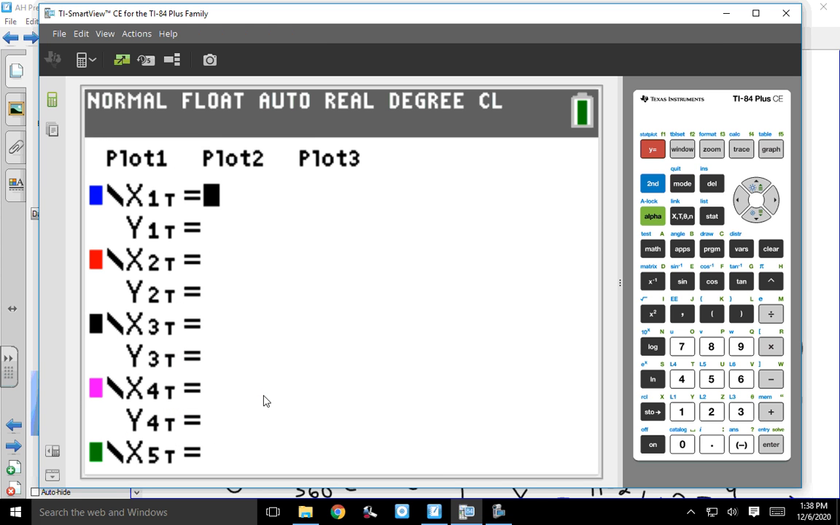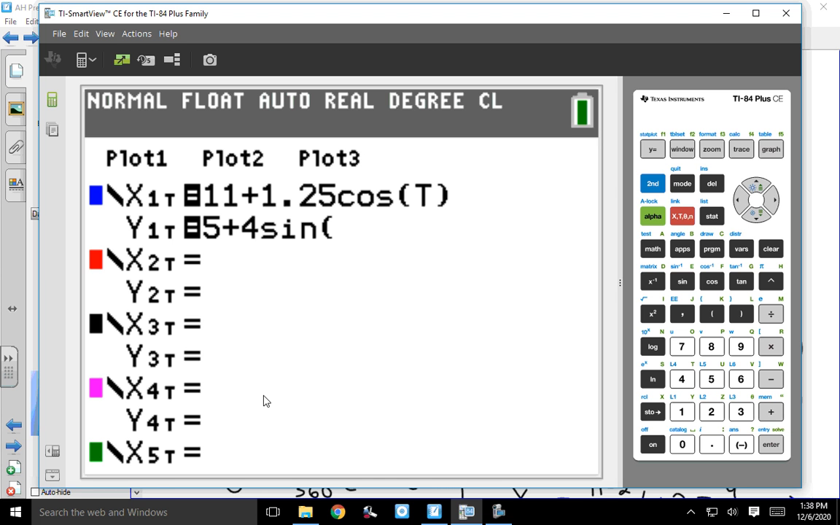And now let's go to your y equals menu and let's plug in the 4 equations that we came up with. So let's start with the full ellipse. We had 11 plus 1.25 times the cosine of t, and we had 5 plus 4 times the sine of t. That was our equation of our full ellipse. Then for the semi-ellipse, this was centered at 2, 5.